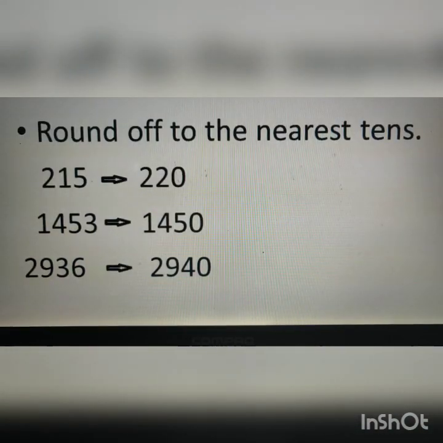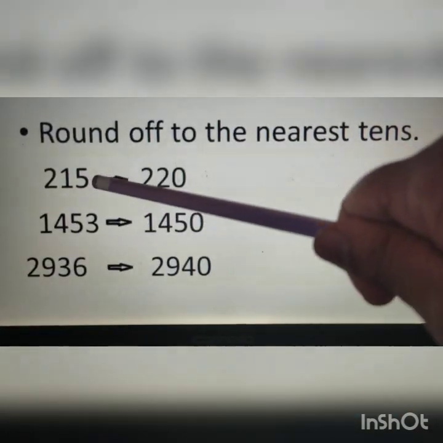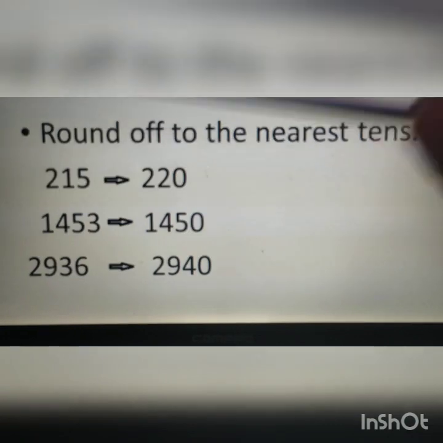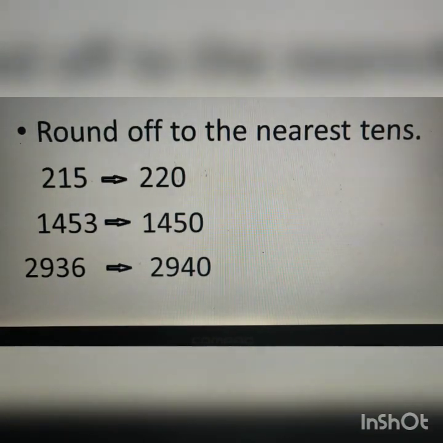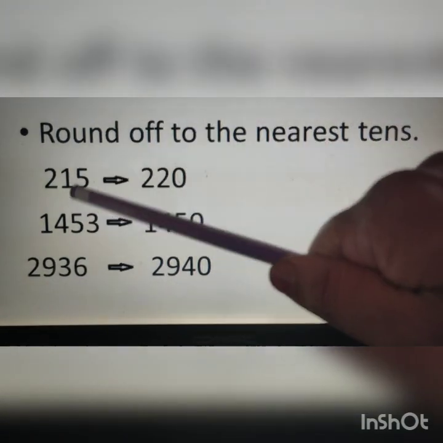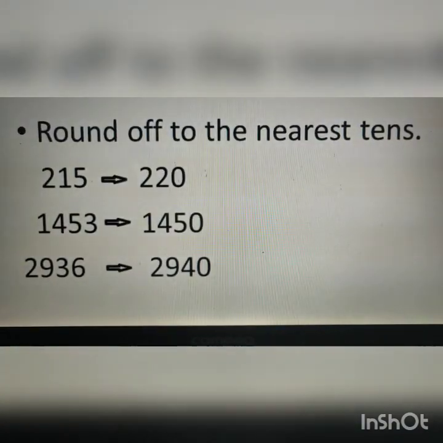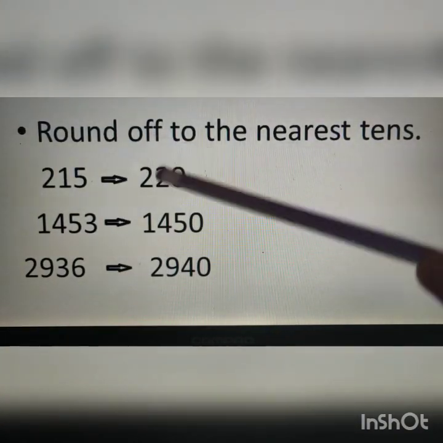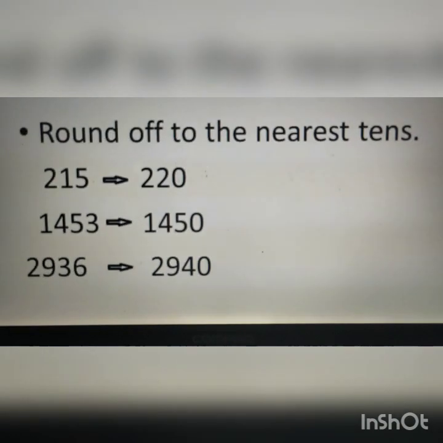More examples of rounding off to the nearest tens. First one, 215. 215 is between 210 and 220. The last digit is 5 and we round it off to the nearest 10. So 220 is the answer.